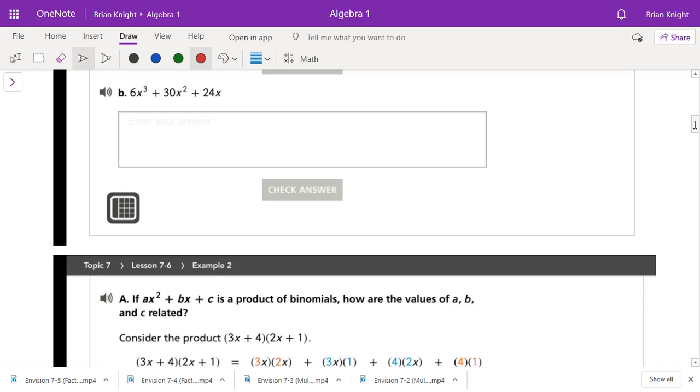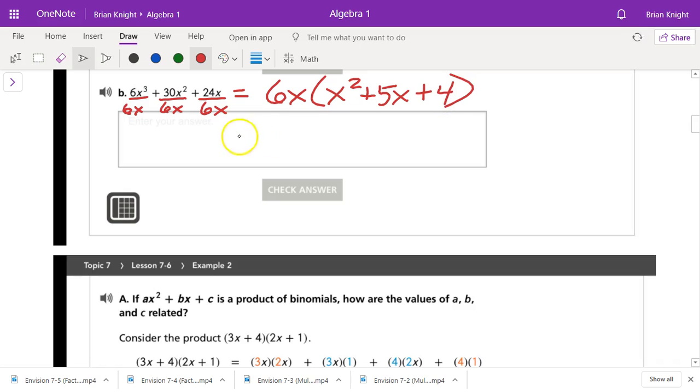One lesson we factored out the greatest common factor. The next lesson we factored a trinomial. Now we're putting those 2 things together. Okay? So what's my greatest common factor here? 6x. If I divide everything by my greatest common factor, that would be x squared. 30x squared divided by 6x is 5x. And 24x divided by 6x is 4. And so for our final answer, what 2 numbers multiply to be 4 and add up to 5? 4 and 1.